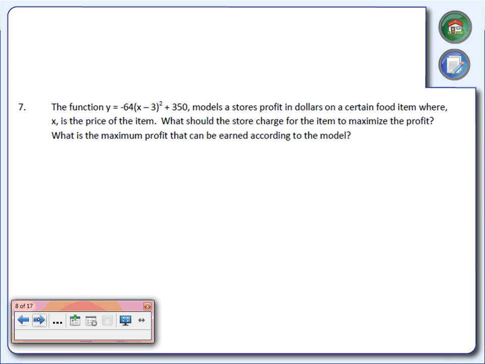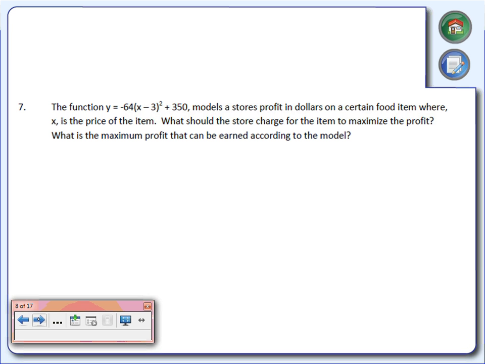Number 7, the function y equals -64 times x minus 3 squared plus 350 models the store's profit in dollars on a certain food item, where x is the price of that item. They want to know what should the store charge for the item to maximize its profit. What is the maximum profit they could earn according to this model? So there's 2 parts of this answer. We want to know what should they charge and what kind of profit are they going to make if they charge that.